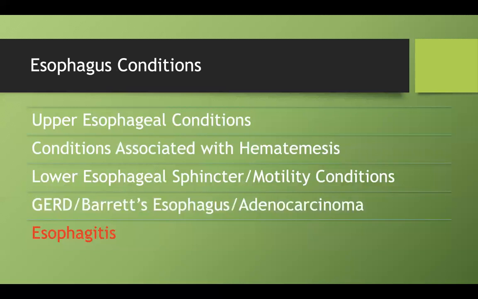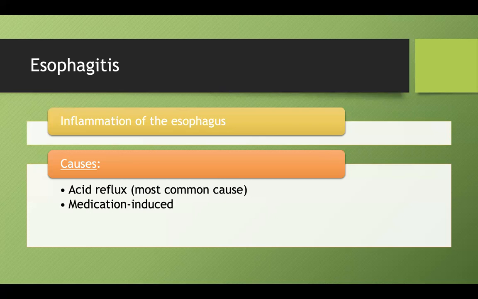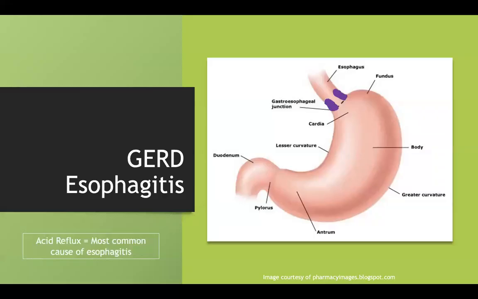Okay, now that we've talked about that, we're going to finish up this lecture by talking about esophagitis. So esophagitis just means inflammation of the esophagus, and there's several different causes. There's acid reflux, which we've talked about as the most common cause, but you can also get medication-induced esophagitis. You can get autoimmune esophagitis, also known as eosinophilic esophagitis, and then you can get infectious esophagitis through Candida, HSV1, or CMV. So acid reflux, we've talked about this. I just want to make sure we know. GERD comes up, boom, damages the esophagus.